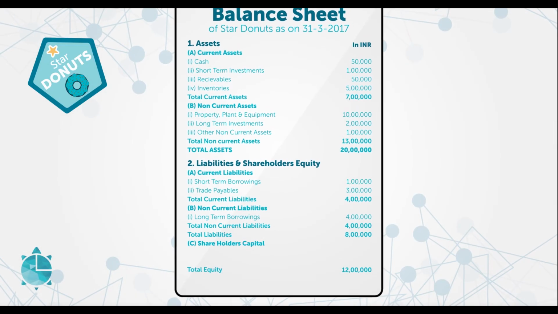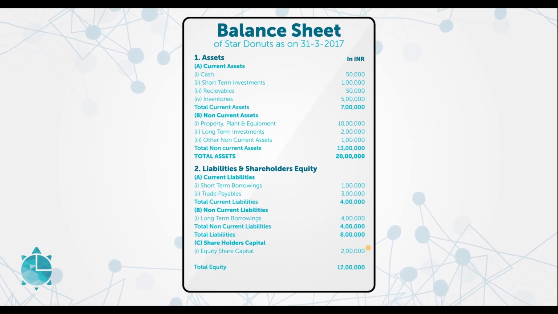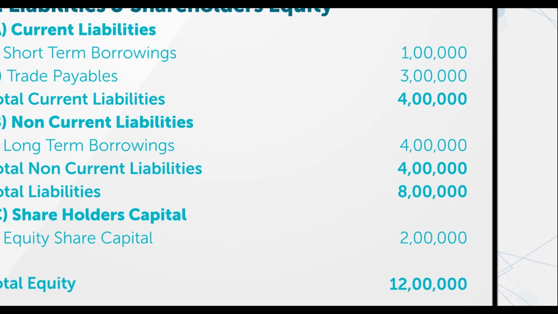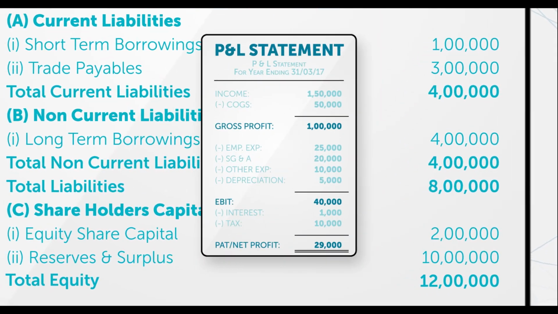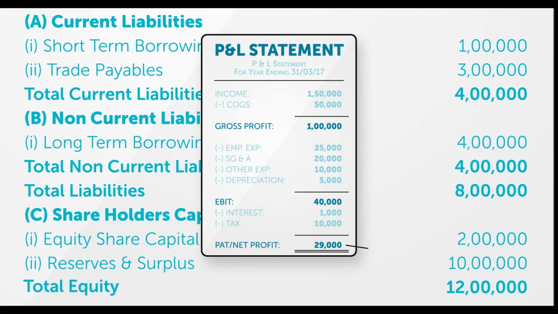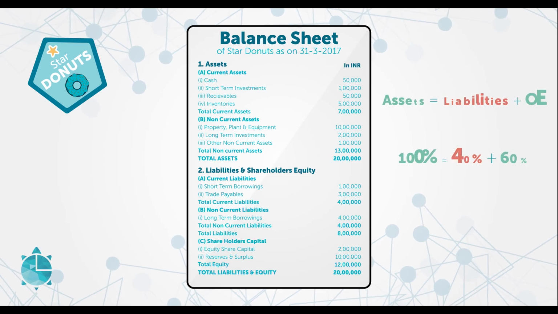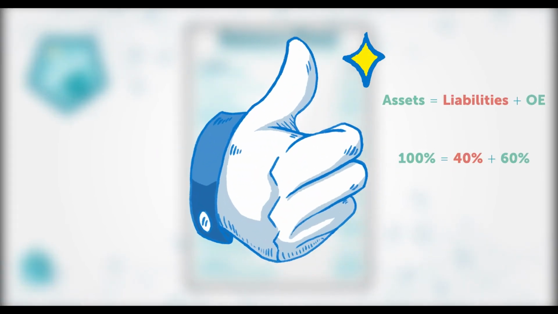This can be further classified into share capital of 200,000. This is the amount that the owners contributed when they started the business. Reserves and surplus amount to 1 million. These are retained earnings, or profits that have been accumulated since Star Donuts has been in business. 60% of the assets are being funded by owner's equity, which is a good sign.